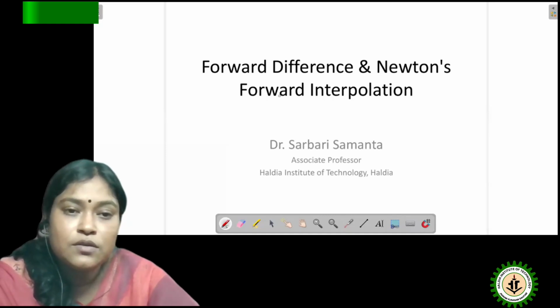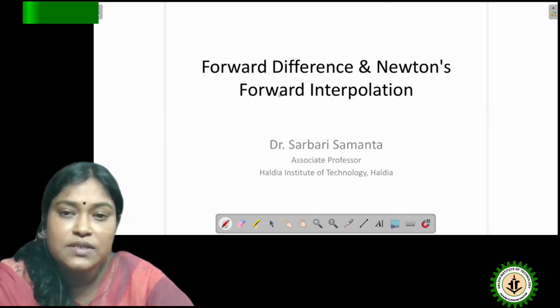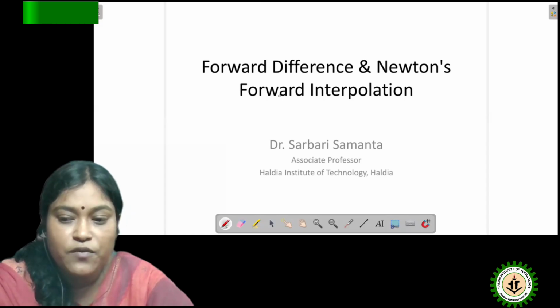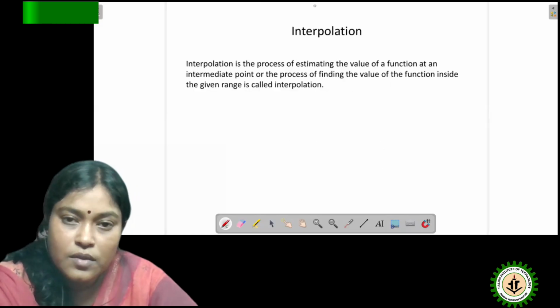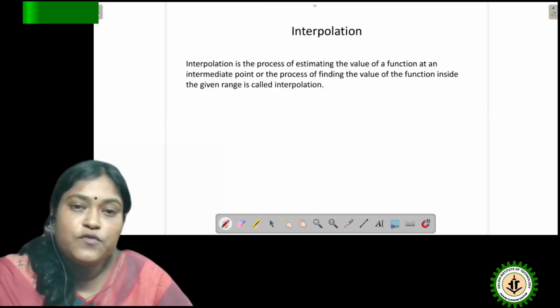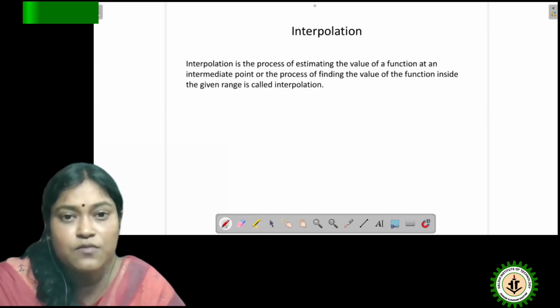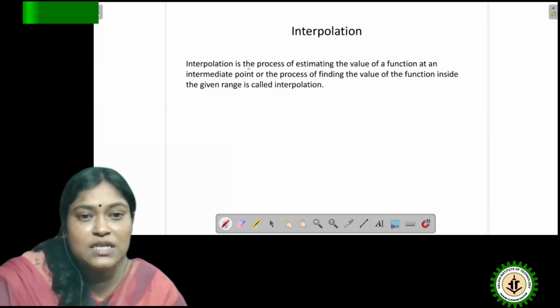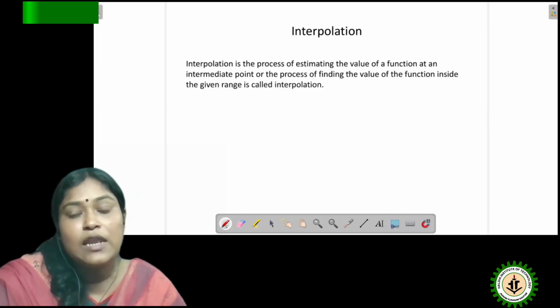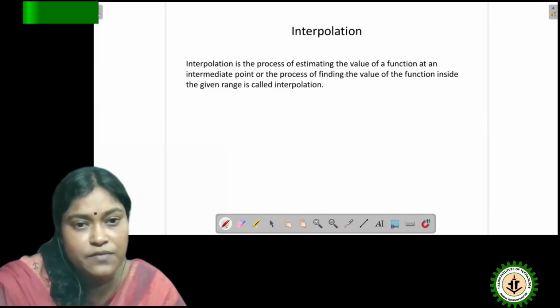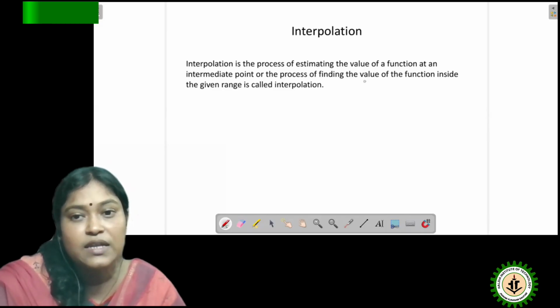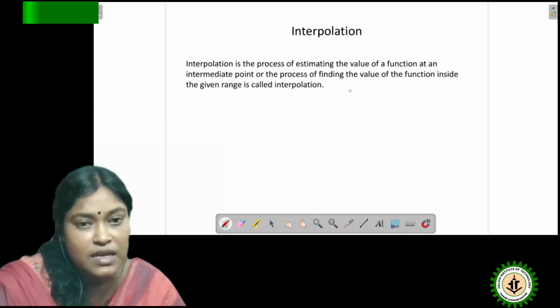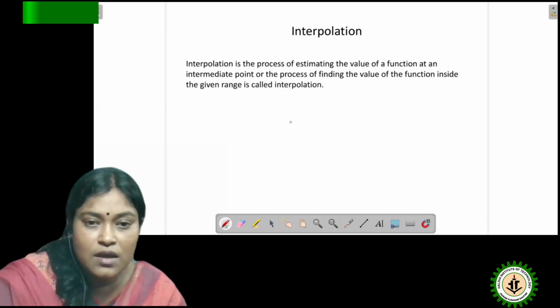Hello everyone. Today we will learn forward difference and Newton's forward interpolation formula. So first of all, we will learn what is interpolation. Interpolation is the process of estimating the value of a function at an intermediate point, or the process of finding the value of a function inside the given range.